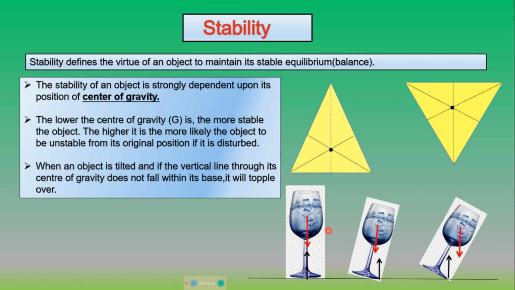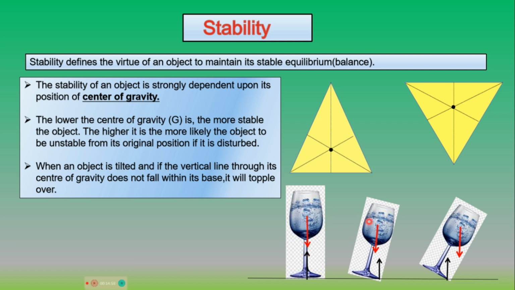Here we will discuss what happens when the glass is tilted. When the glass is upright, its weight acts downward. Let's assume the glass is placed on a table and the contact force of the table acts upward. So the two forces are in line and the glass is in equilibrium.